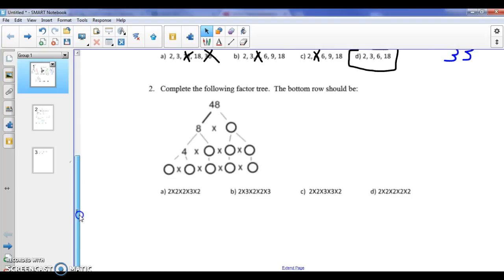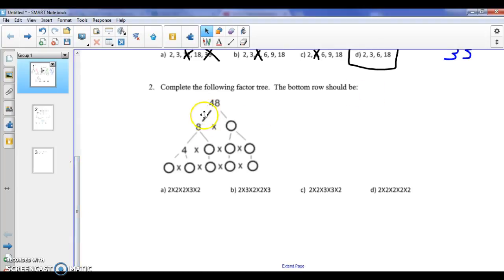Scrolling down to our next question, it asks you to complete the factor tree, and what should the bottom row be? What do I need to multiply 8 by to get 48? Well, I know that's 6. So 8 times 6 is 48. To get 6, I can multiply 2 by 3, and both those just carry down.